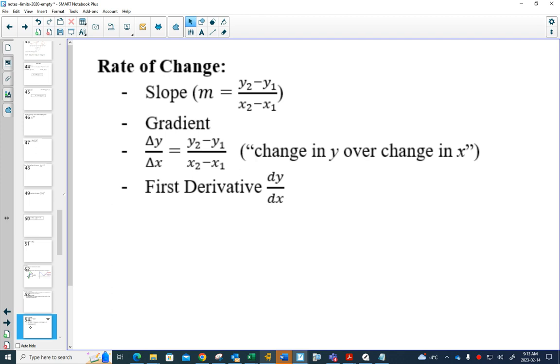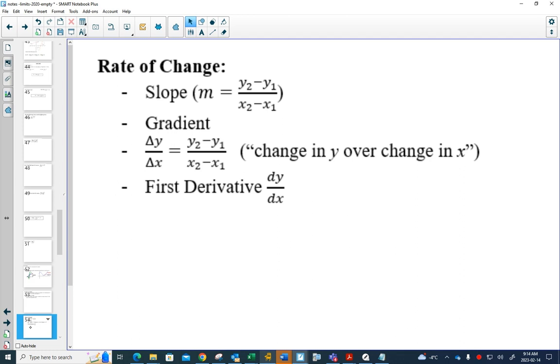And have you seen this triangle before? Sometimes you see it in science. This triangle means change in y over change in x. That's what the y2 minus y1, that's your change in y, x2 minus x1, that's your change in x. And so that's your slope formula. And in calculus, we call the slope formula our first derivative. Well, our first derivative finds us the slope of a tangent line at a point.